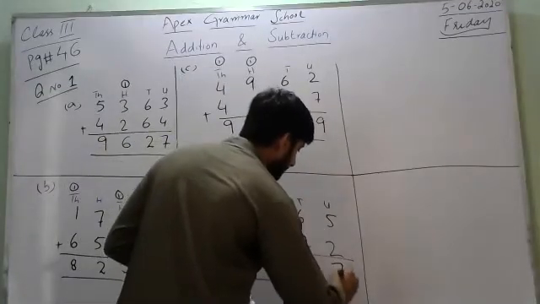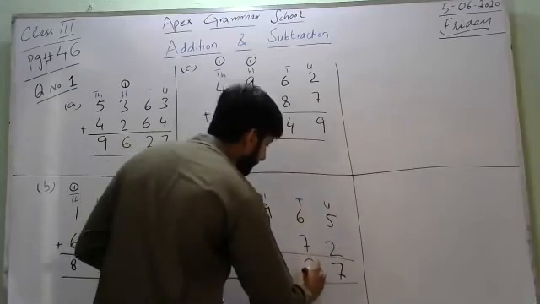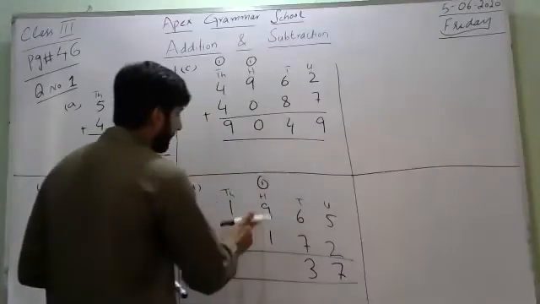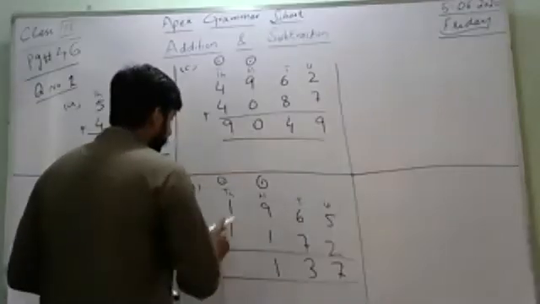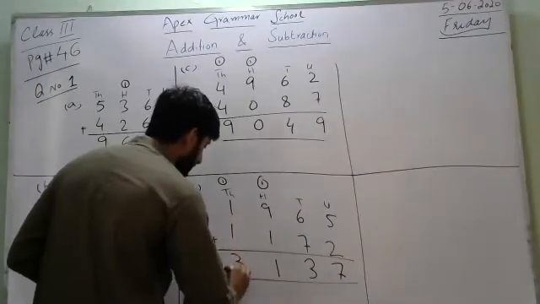5 plus 2, 7. 6 plus 7, 13. 1 carry. 9 plus 1, 10. 10 plus 1, 11. 1 carry. 1, 2, and 3.